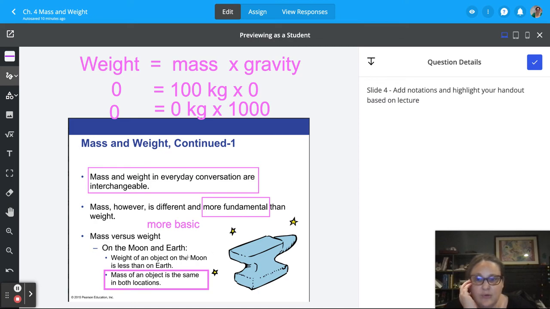Mass versus weight. On the moon and Earth, the weight of an object on the moon is less than on the Earth because gravity is less on the moon. But the mass of the object is the same in both locations. If you were to take any object from Earth to the moon, all the same pieces of that object would be there, meaning the mass was the same, but the weight would change because the force of gravity changes when you are on the moon versus on Earth.